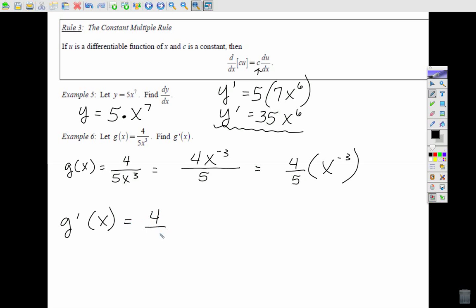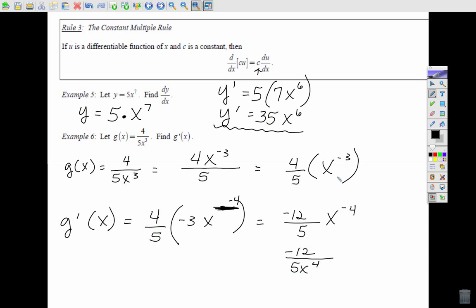Let's move on. So now I'm ready to take the derivative. So g prime of x is going to be 4/5 times my derivative of x to the negative 3 power, which is going to be negative 3 x to the negative 3 minus 1 power. What does this give me? That gives me negative 4. So now let's get rid of the parentheses and just multiply out a little bit. I'm going to have negative 12 because 4 times negative 3 is negative 12, divided by 5 times x to the negative 4th power. Many ways you can write that.